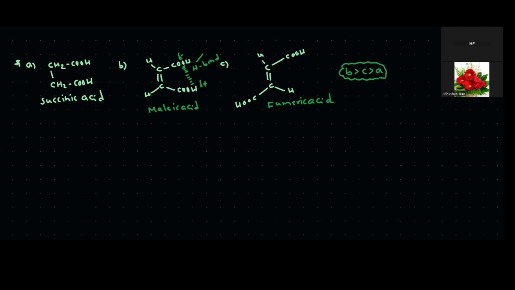Then next, another example. Generally we know formic acid, H-COOH, and another one is oxalic acid. One is formic acid, and this one is oxalic acid. These two. Now, how do we identify the acidic strength between the two compounds?